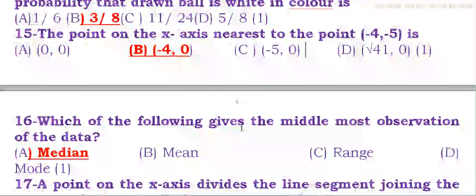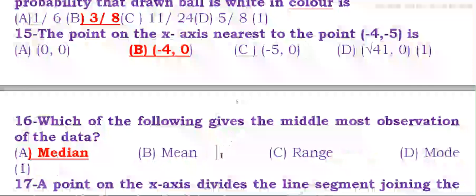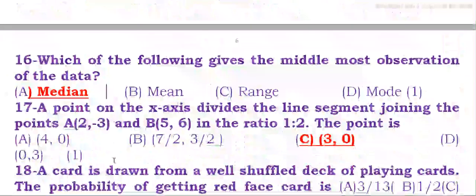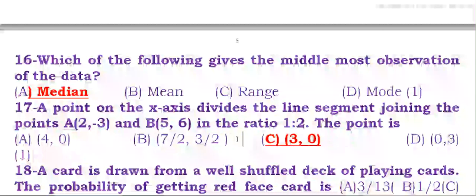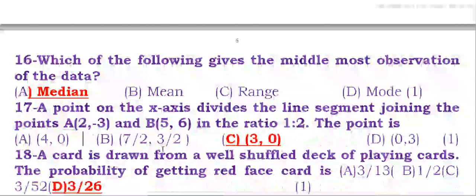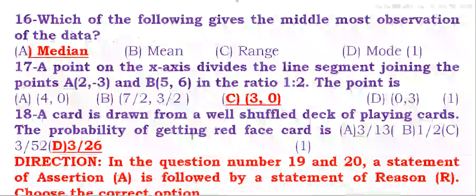Which of the following gives the middlemost observation, that is the median? Out of all the measures of central tendency, the median is the most central. A point on the x-axis divides the line segment joining in the ratio 1:2. We can calculate the value of x and y. By the formula m x2 plus n x1 upon m plus n, the value of x is 3 and y is 0.